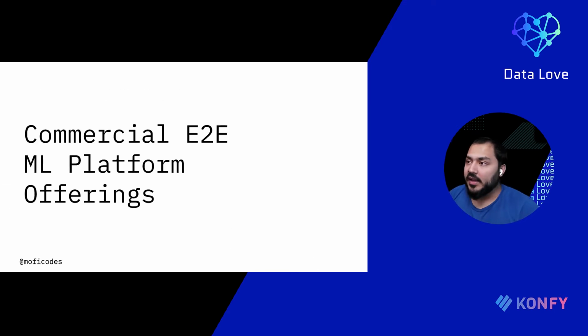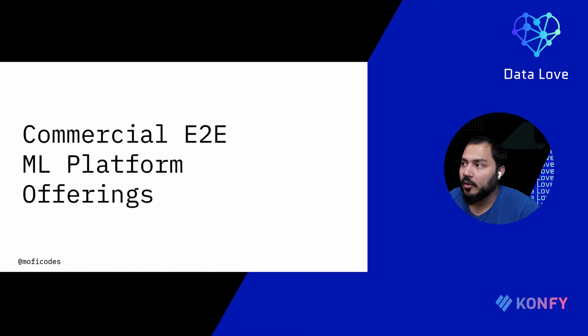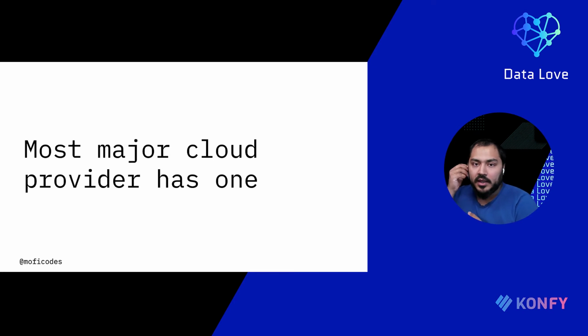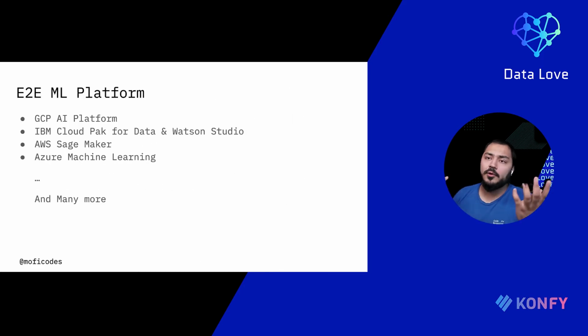There are many commercial end-to-end machine learning offerings out there, and almost all major cloud providers have one. Other than that, you also have a bunch of third-party companies providing machine learning platforms as a service that you can use. For example, you have Google Cloud AI Platform. I happen to work for IBM. We have a couple: IBM Cloud Pak for Data and Watson Studio. AWS has SageMaker and many other services. And you have Azure Machine Learning Platform. And again, there are many more third-party companies providing this as a service.